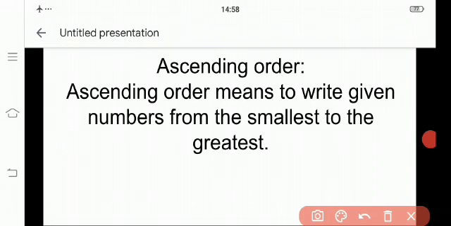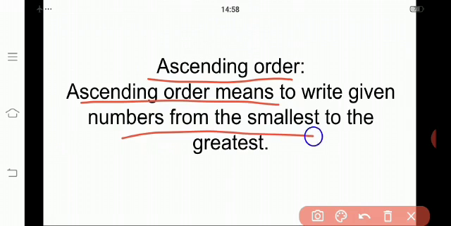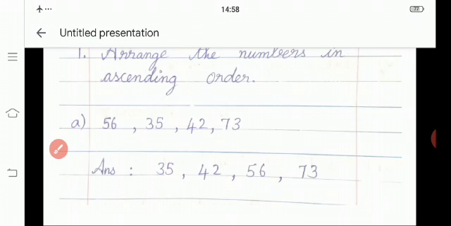Now we are going to learn about ascending order. Ascending order means to write the given numbers from the smallest to the greatest. It means nothing, we just arrange the numbers from the smallest number to the greatest number. Okay children, shall we move on to the examples?